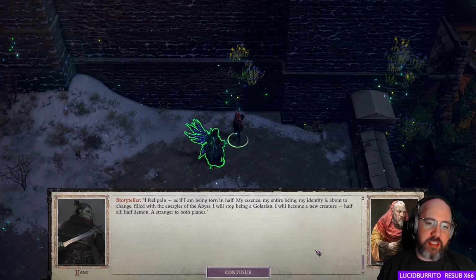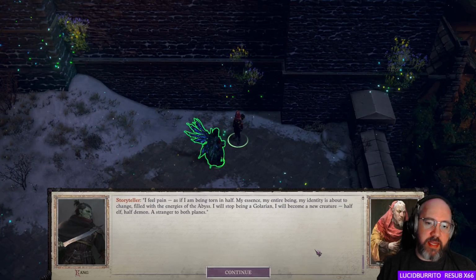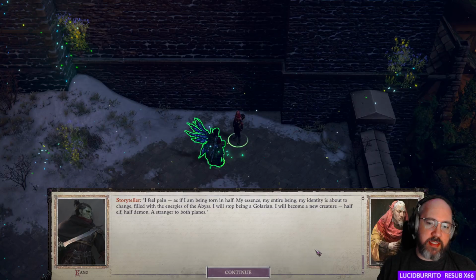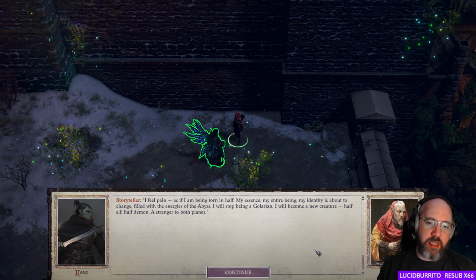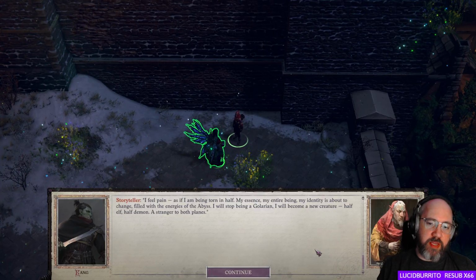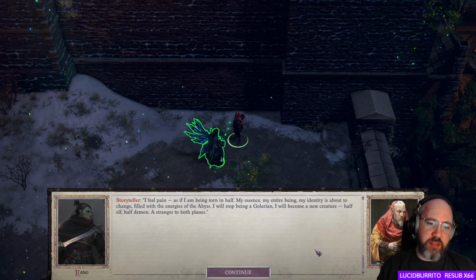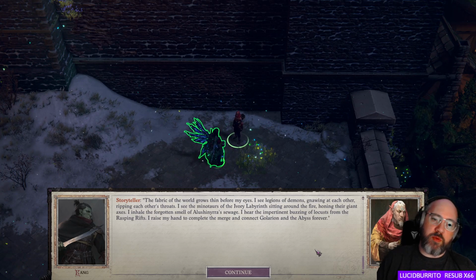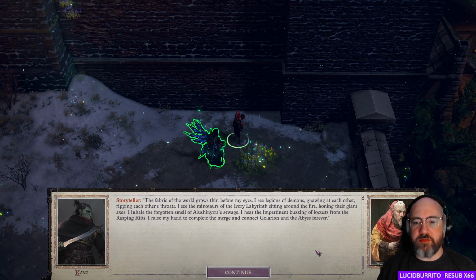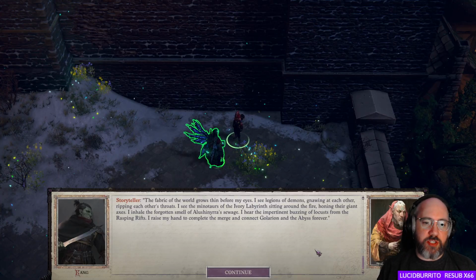I feel pain as if I'm being torn in half. My essence, my entire being, my identity is about to change, filled with the energies of the Abyss. I will not stop being a Galarian. I will become a new creature, half elf and half demon, a stranger to both planes. The fabric of the world grows thin between my eyes. I see legions of demons gnawing at each other, ripping each other's throats.